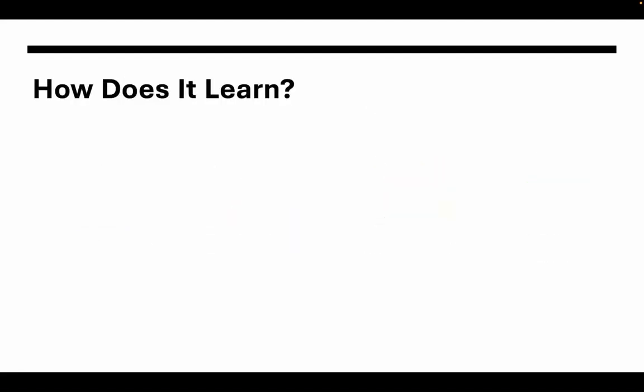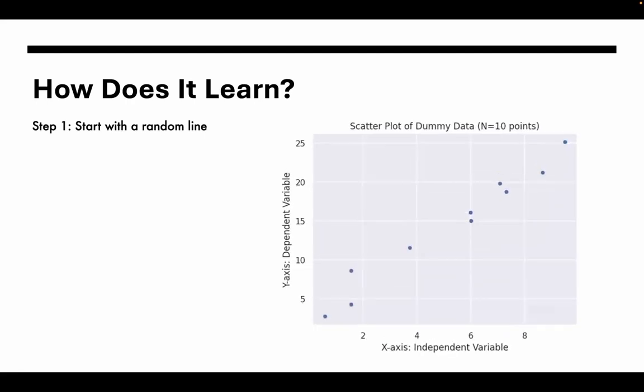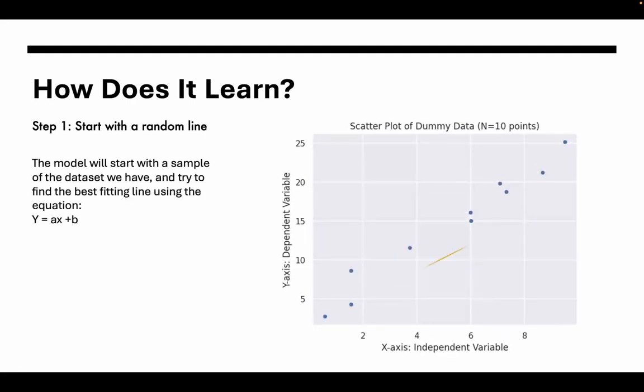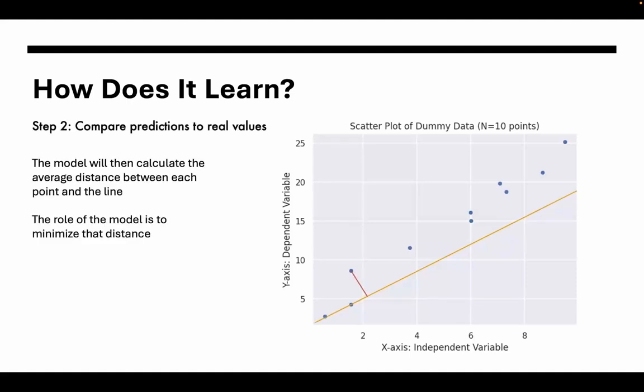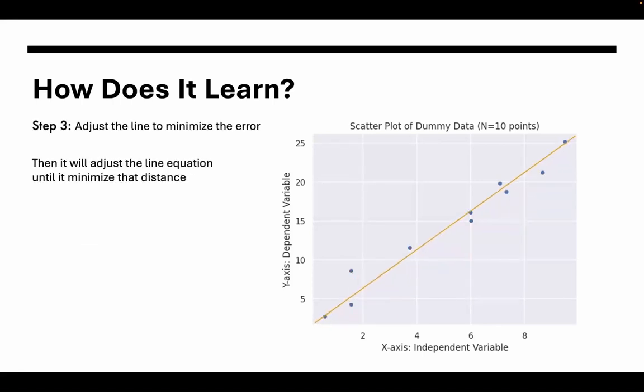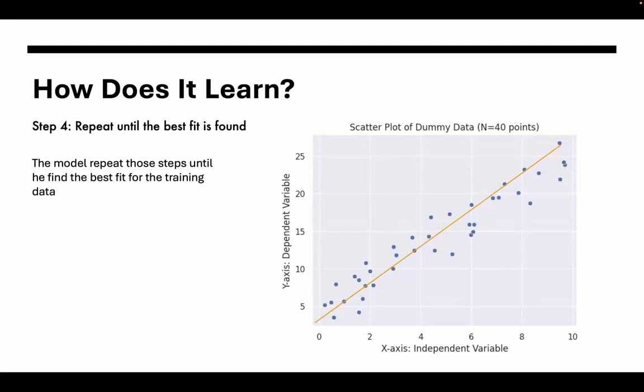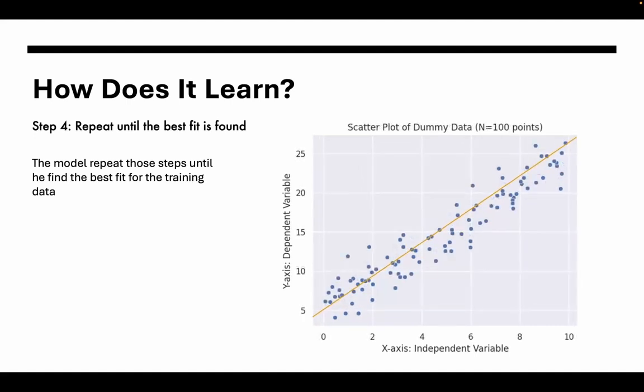In supervised learning, the algorithm learns from examples. It starts with a random line and predicts values for each data point. It then compares those predictions to the real outputs, the labels, and calculates the error. Using a process called gradient descent, the model slightly adjusts the line to reduce the total error. This continues until the line represents the best possible fit. Essentially, it learns the equation that minimizes the difference between prediction and reality.